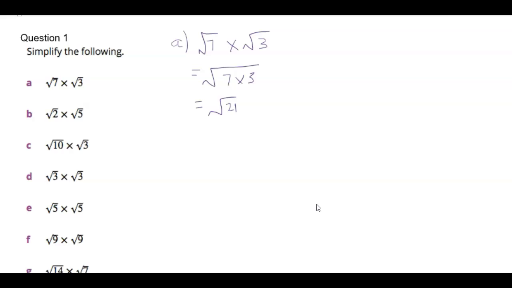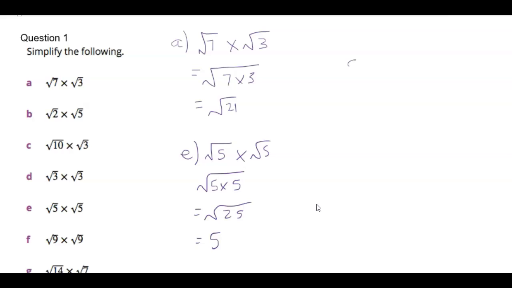All right, let's have a look at E. So we've got the square root of 5 times the square root of 5. And that becomes the square root of 5 times 5, which is the square root of 25. Your answer is 5. So in this case, we could simplify because we had the square root of 25. And you'll notice these questions here. The square root of 3 times the square root of 3 will just be 3. The square root of 9 times the square root of 9 will also just be 9.